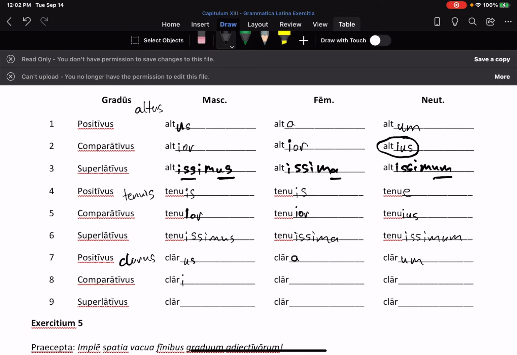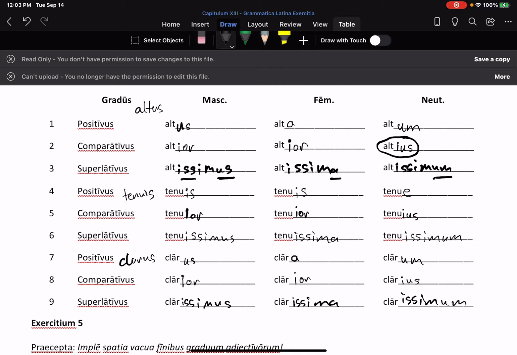Clarior, clarior, and clarius. Optime. And the superlative, we have to add issimus, issima, issimum. Clarissimus, clarissima, and clarissimum.